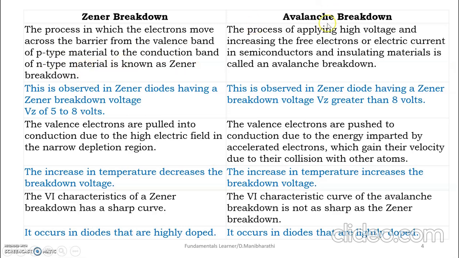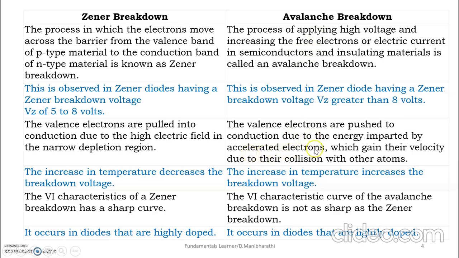And avalanche breakdown: what is the avalanche effect? We know, say a single electron will hit another electron, and those two electrons will hit another two. Now there are 4 electrons, and 4 electrons will hit another 4 electrons, so it becomes 8, 8 becomes 16, 16 will hit another 16, so it becomes 32. This keeps on increasing, right? That effect is called the avalanche effect, right?